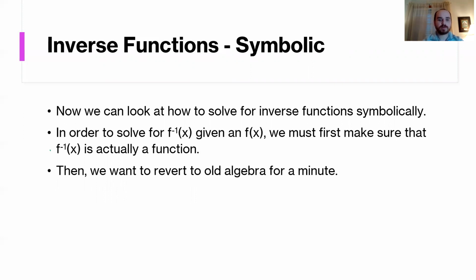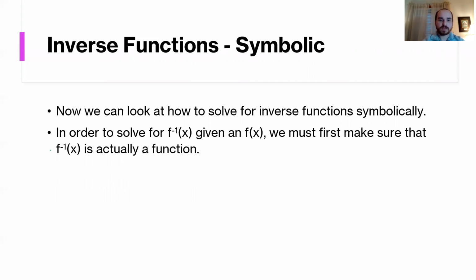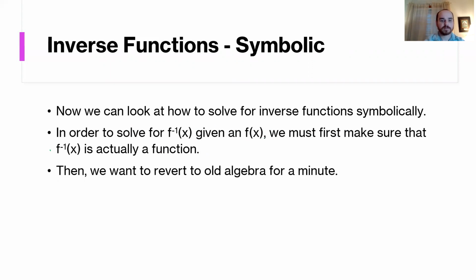So then we want to revert, right? In order to solve for the inverse function of a given function, first of all, you need a given function to be able to solve the inverse, but we must first make sure that f to the negative 1 of x is actually a function. Then what we want to do is revert to old algebra for a minute. Now, what does that mean?